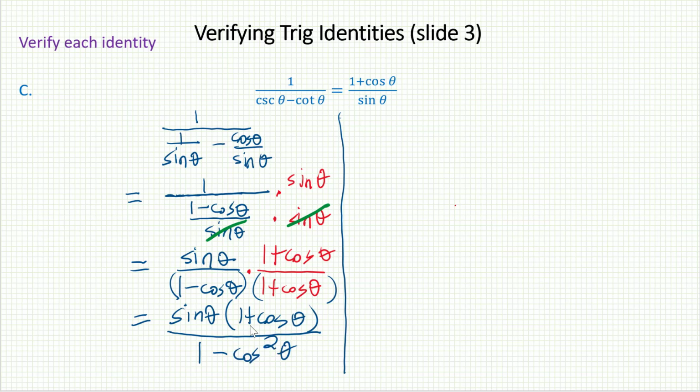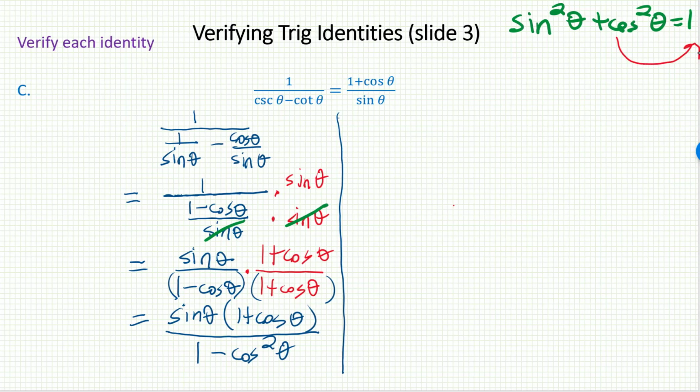With trig functions, this can be so helpful because, of course, I've created here a situation with a cosine squared and a 1, and that immediately makes me think of the Pythagorean identity. It's just the main Pythagorean identity, right? Sine squared theta plus cosine squared theta equals 1. If I move that cosine squared theta to the other side, this will say sine squared theta equals 1 minus cosine squared theta. Well, that's exactly what I have here.